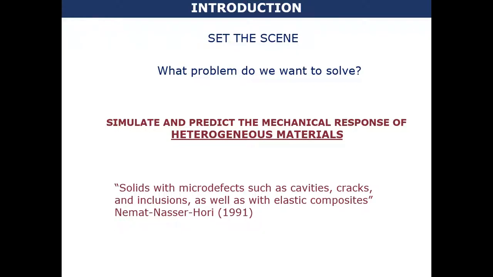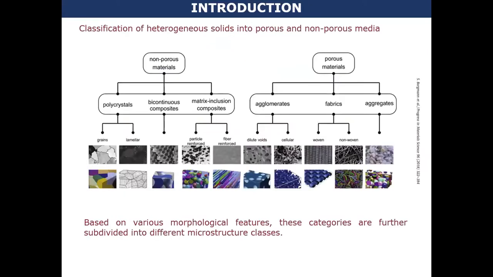just to understand the scenario. So heterogeneous materials can be classified in several ways. For example, here in Bergman et al., so you can see the citation on the side of the slide. Heterogeneous materials here are classified distinguishing between porous and non-porous media. You can see that in non-porous media fall polycrystals, composite, bicontinuous, matrix inclusion composite, as well as in porous materials, you can find agglomerates, fabrics, aggregates. This is one possible classification.